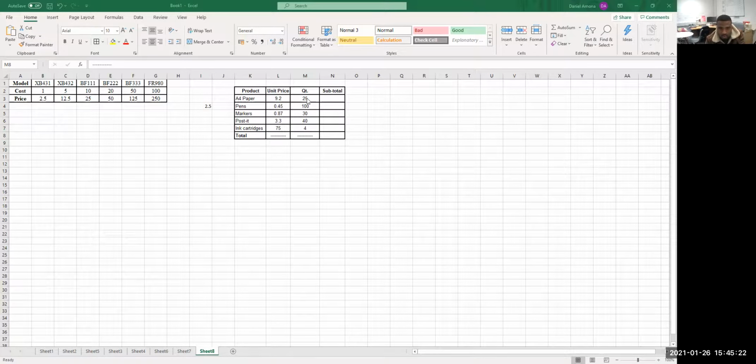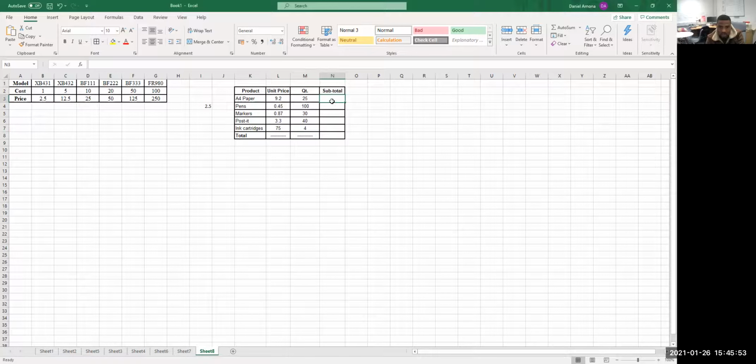So we're told 25 units of A4 paper at the price of 20 pence, and we have 100 pens at the price of 45 pence, 30 markers at the price of 37 pence, 40 post-its at the price of 30 pence, and 4 ink cartridges at the price of £75.